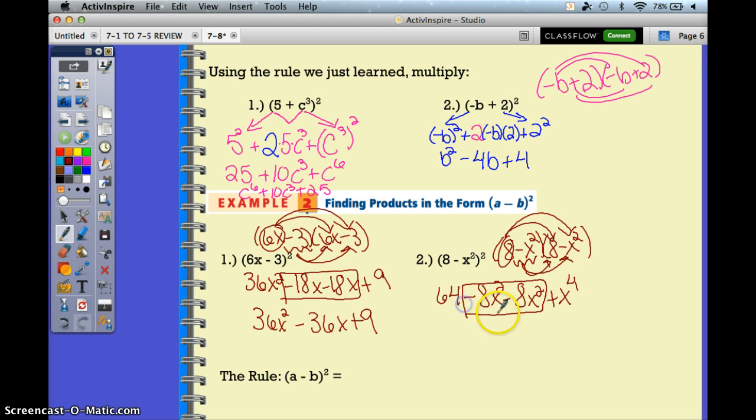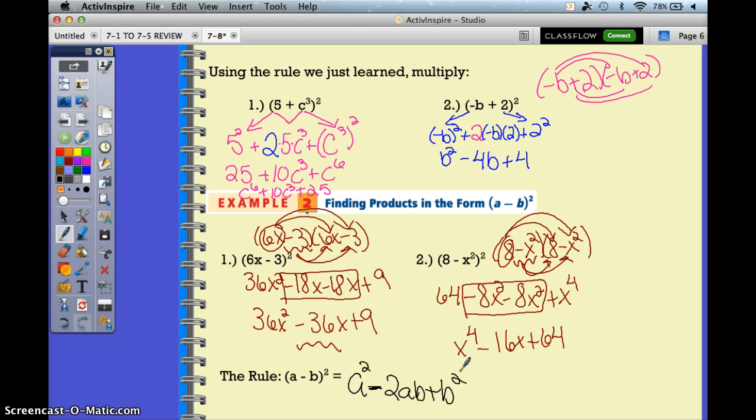Again, combine, and I'm going to put it on the left just to put it in standard form. You get x to the 4th minus 16x squared plus 64. I don't know about you, but I'm noticing a trend. The only thing that was different, instead of it being a plus middle term, it's a minus twice the middle. So this rule, and please write it down, is a squared minus 2ab plus b squared.